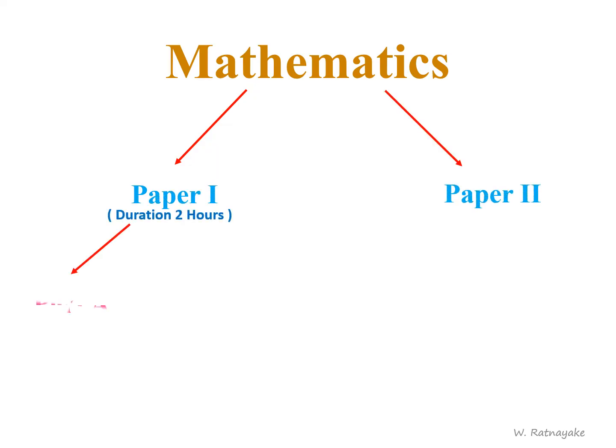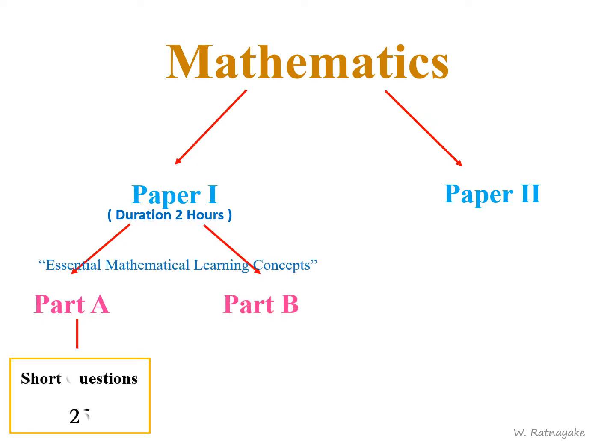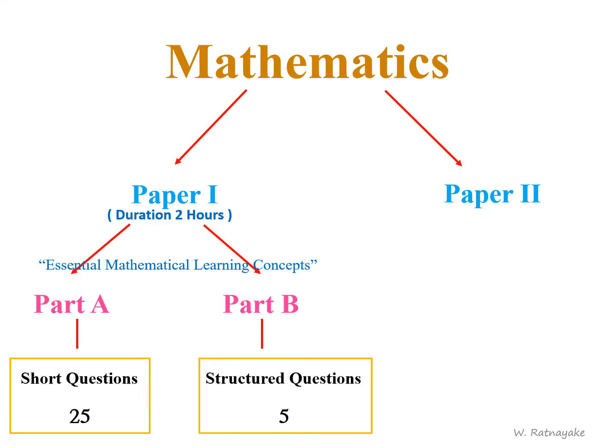Mathematics 1 is also called paper 1. The duration is 2 hours. Two parts named A and B are there. Both parts A and B are based on essential mathematical learning concepts. That means the entire syllabus has been reduced, taking the easier parts of the syllabus separately and listing them out as essential mathematical learning concepts.